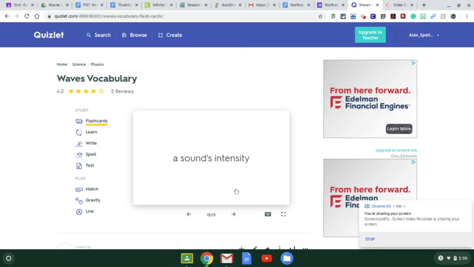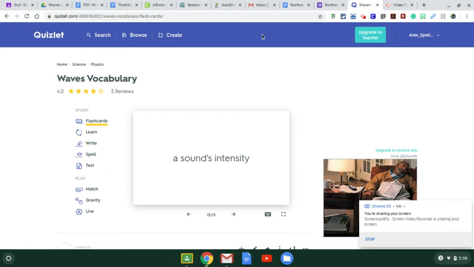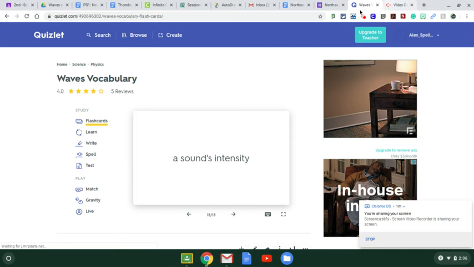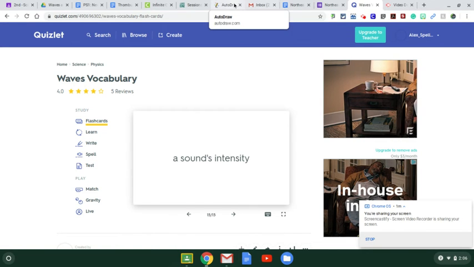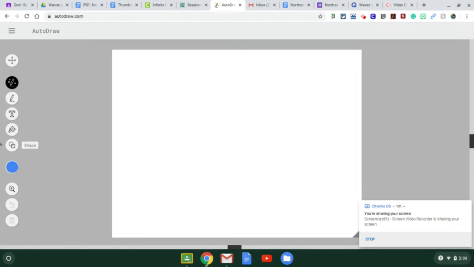Now, loudness and pitch do not go hand in hand. Loudness is how intense a sound is, or how loud or soft a sound is, right? So if you have more energy, you have more amplitude, you have a greater sound or a bigger sound, a louder sound. And so we could show that, if we go back here, we can start a new one.